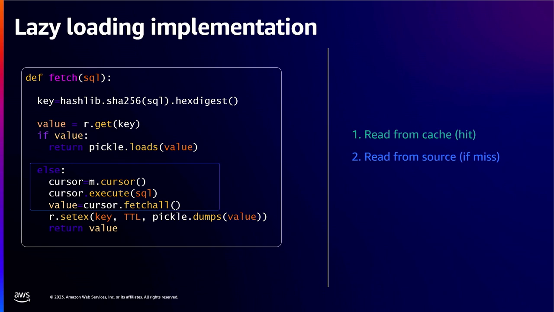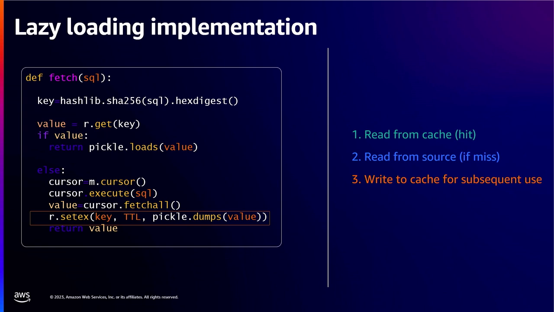Else is you go to your database, you execute your query, and you add one extra line to store it in the cache for the subsequent read. That's at step 3. So again, the example here sets the TTL for the specific query so that A, it's not going to be stale, and B, you're managing your cache mindfully.